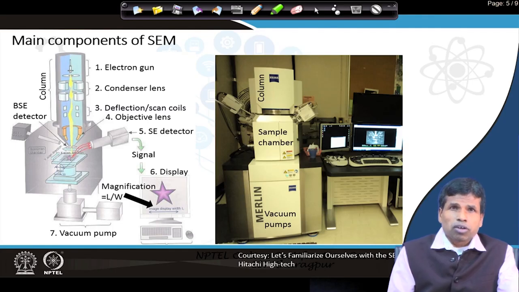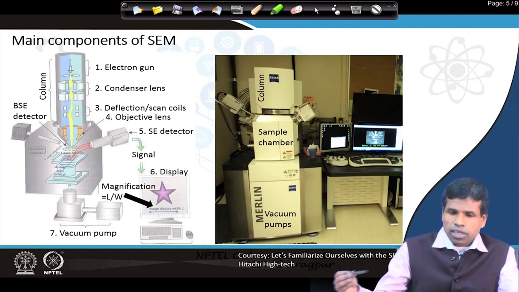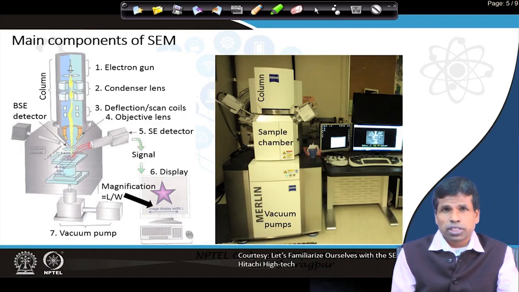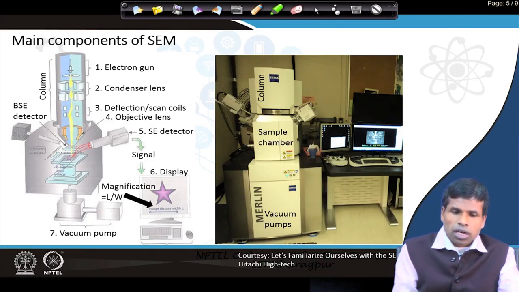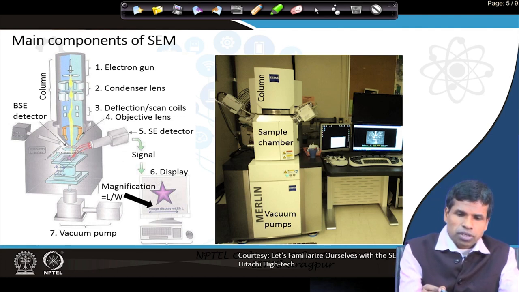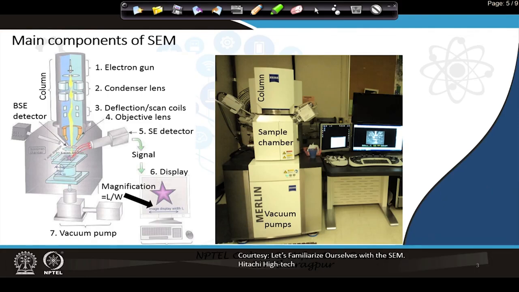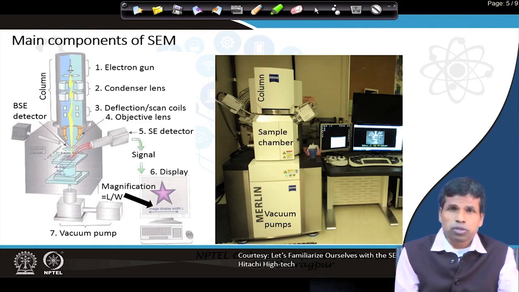These are the main components of the scanning electron microscope that you see in the cross-sectional image presented on the left side. In the cross-sectional image, you see the major parts. On the right side, you see an actual scanning electron microscope. At the top, there is an electron gun, or electron emitter, that would emit the electrons. Below the electron gun, we have a couple of condenser lenses. Most SEMs use two condenser lenses. Then after that, we have a pair of deflection or scan coils.